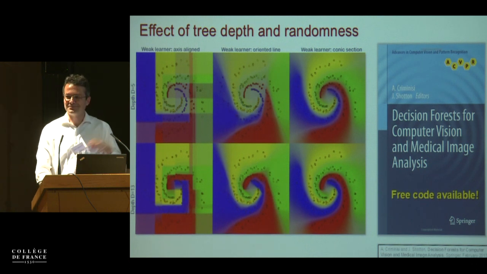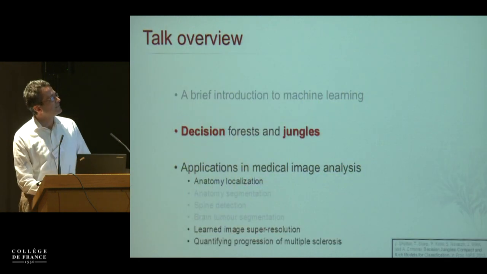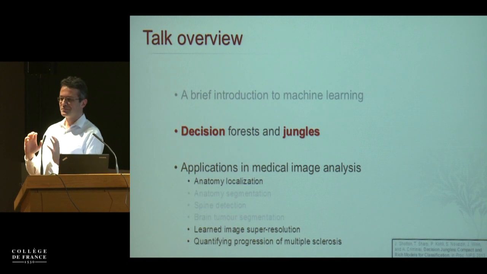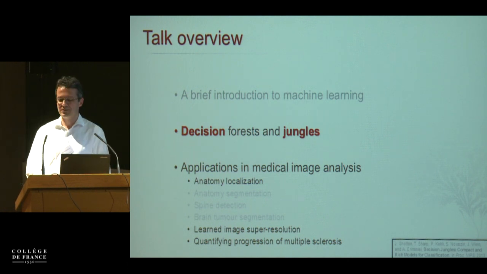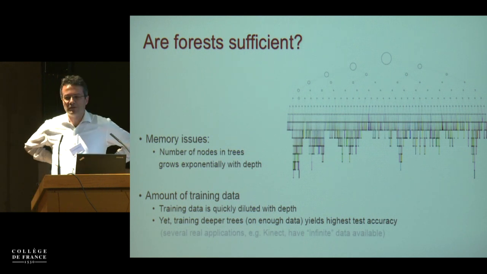But having said that, the book itself is already obsolete, so maybe don't bother. Because there is a new set of techniques which are called jungles. So we go from decision forests to decision jungles. And why do we need that? Well, okay. So forests are great.